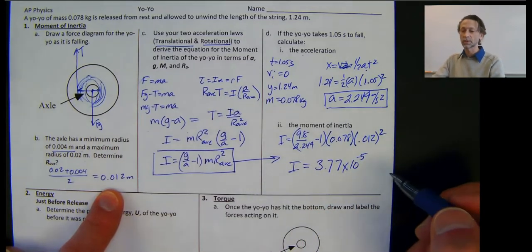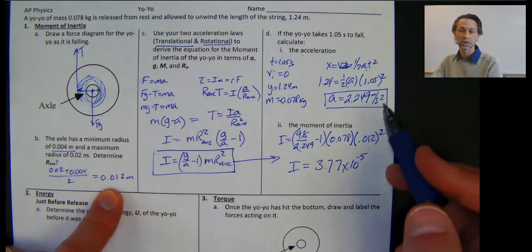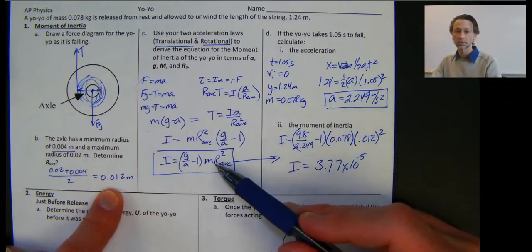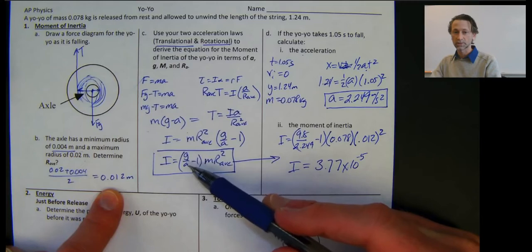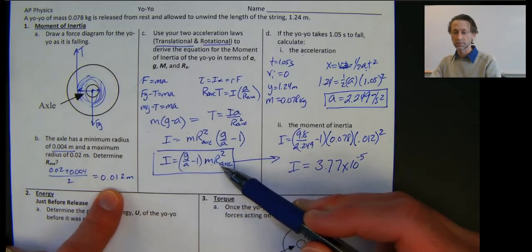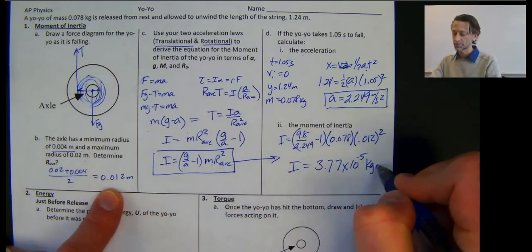Now remember that our units for moment of inertia really follow the units in the equation here, where these two units will cancel out. This will be kilograms and this will be meters squared. So our units are going to be kilogram meters squared.